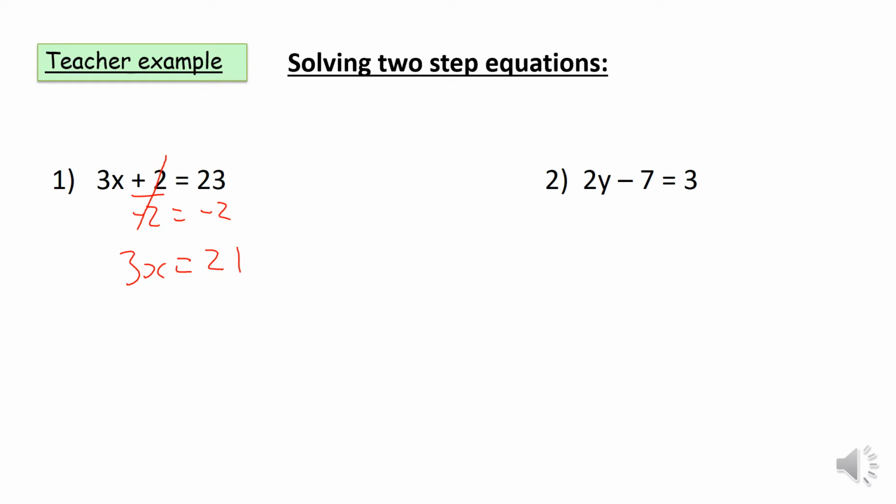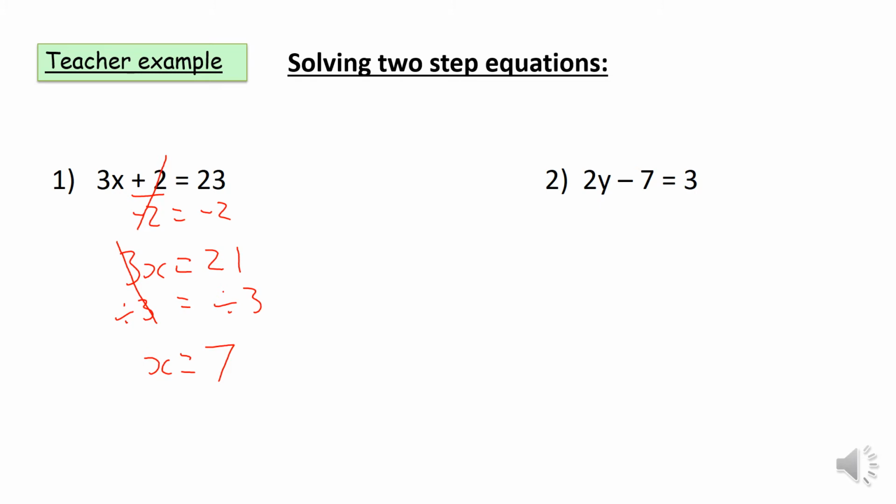Now I have a one-step equation: 3x, which means 3 multiplied by x, equals 21. So to get rid of the 3 so that the x is on its own, I will divide by 3. When I divide by 3, I've cancelled that 3 out, and I need to divide the other side by 3 as well. Therefore on the left hand side I'm left with x, and on the right hand side I get 7. So x equals 7.